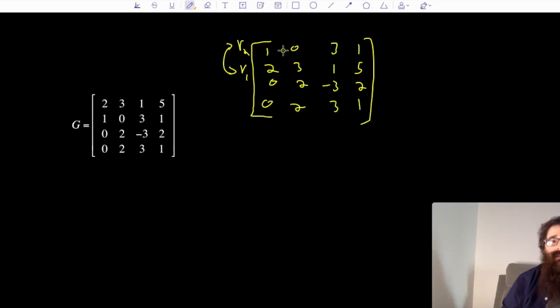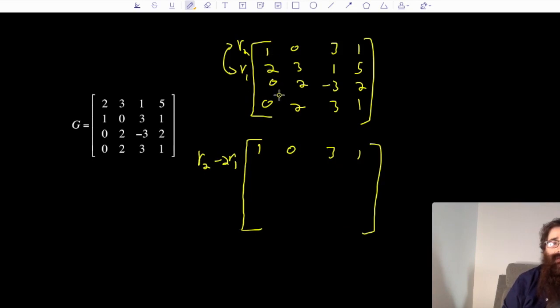Now I'm going to use this 1 in the upper left corner to get zeros underneath it. Already there for rows 3 and 4, but here row 2 needs some row reduction. So I'm going to replace row 2 with row 2 minus 2 times row 1. I need 2 minus 2 times 1 to give me that 0. So I'm going to rewrite row 1. In row 2's position, I get 2 minus 2 times 1 is 0. 3 minus 2 times 0 is 3. 1 minus 2 times 3, that's 1 minus 6, gives me negative 5. And 5 minus 2 times 1, 5 minus 2 gives me 3.